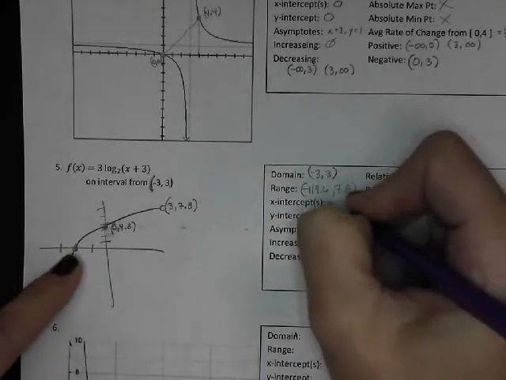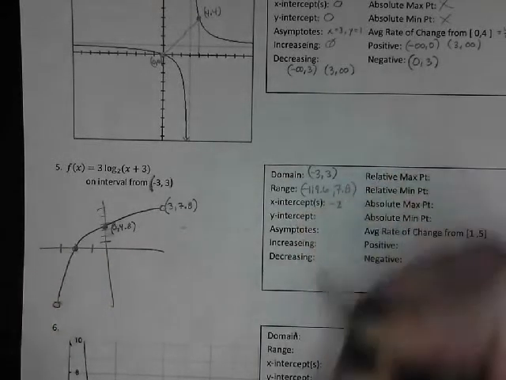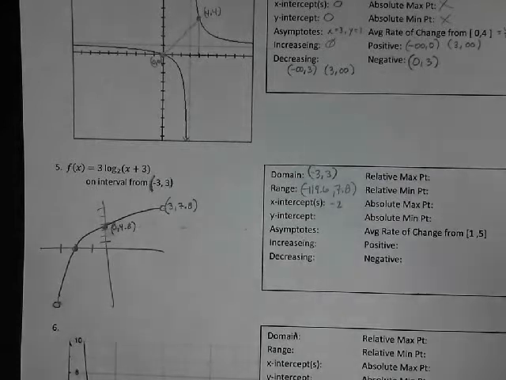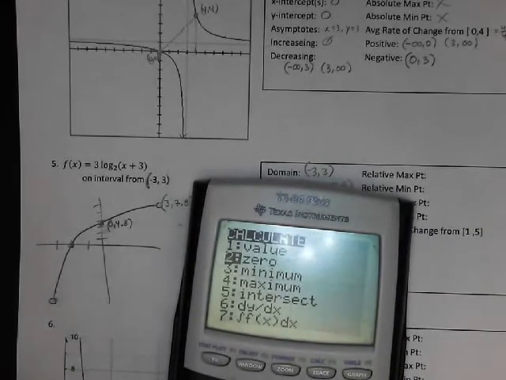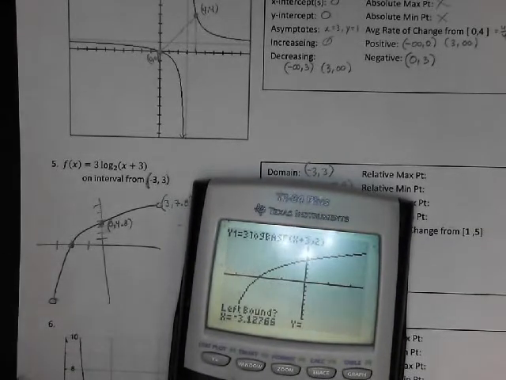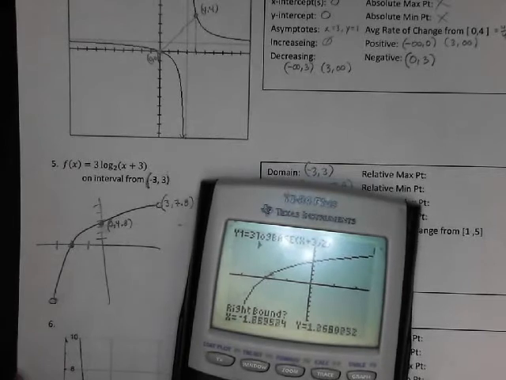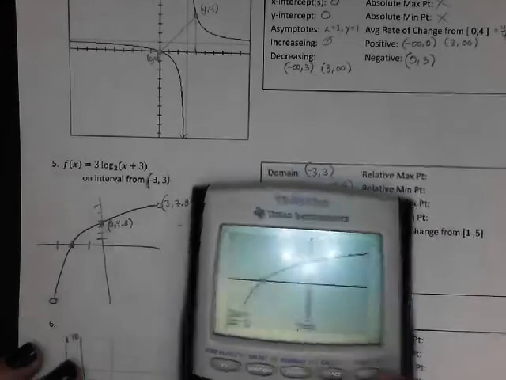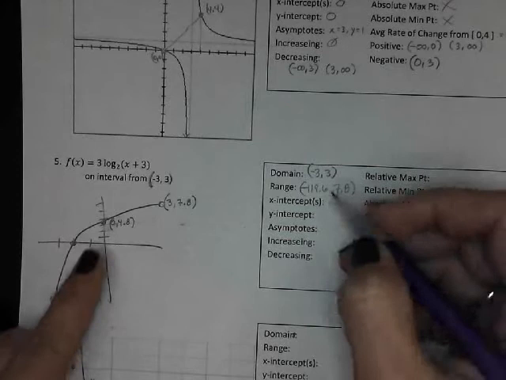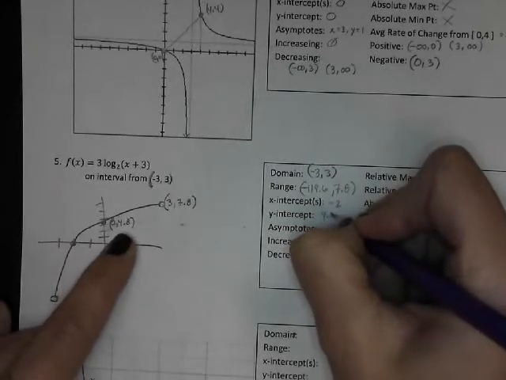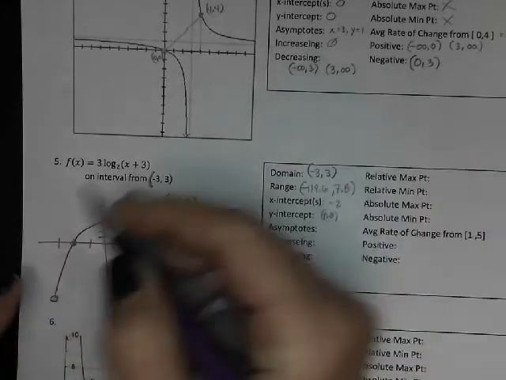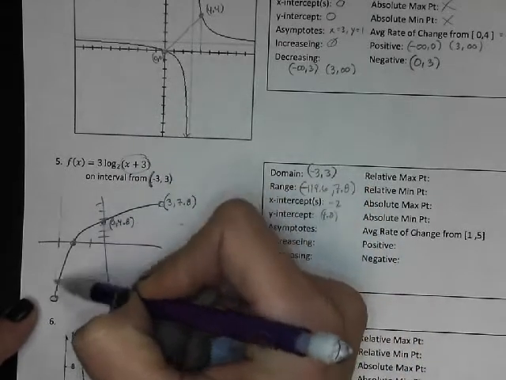X-intercept is negative 2. You can see that. I think that's exact. Let's just trace it just to be sure. Left bound of my x-intercept, right bound, negative 2. Yep. So my x-intercept, negative 2. Y-intercept, we said, is 4.8. Asymptotes would be at negative 3.